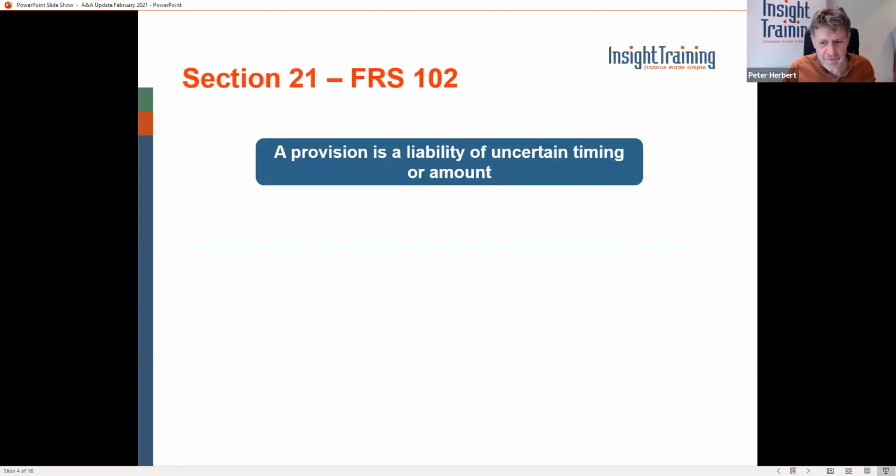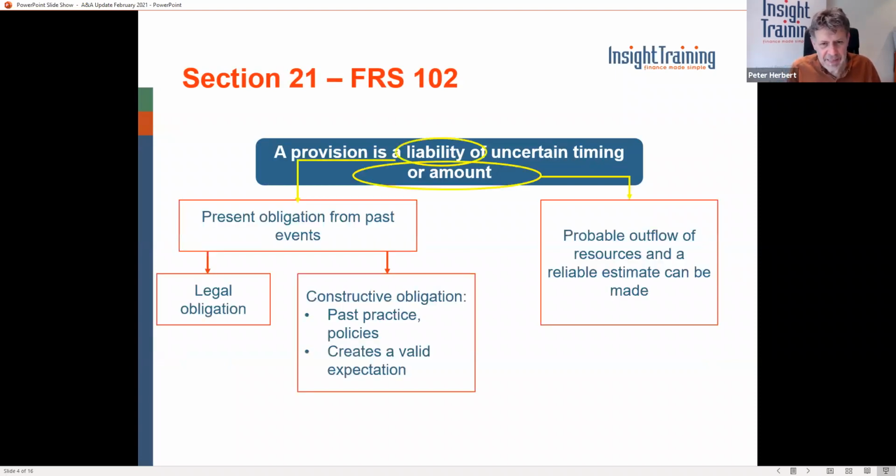Here's the definition of what a provision for a liability is in section 21 of FRS 102. So a liability of uncertain timing or amount. And the way I've always thought about it is there are three important criteria you have to comply with in order to be able to recognize a provision for a liability in the first place.